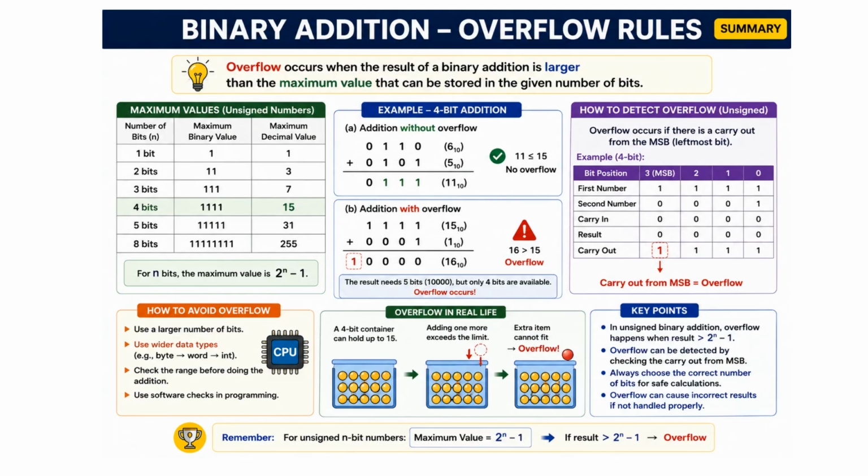One way to detect overflow is by checking for a carryout from the most significant bit. To avoid overflow, computers can use larger data types or more bits for storing the result. Think of it like filling a container. When the container is already full, adding one more item causes it to overflow. Remember this simple rule. If the result is greater than 2 to the power of n minus 1, overflow occurs.